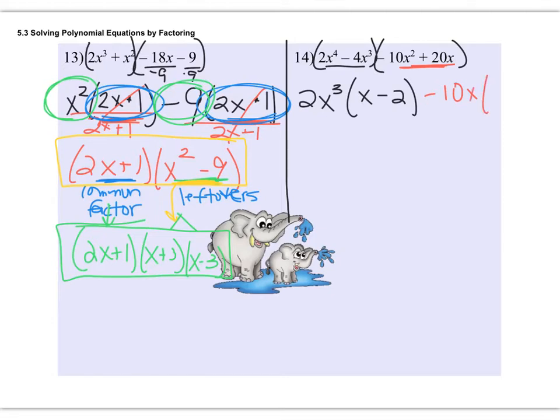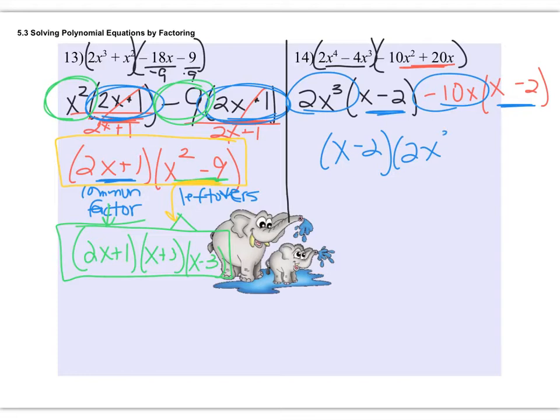Taking out negative 10x, we're left with a positive x, and then negative 2. All right, that is your first steps of factor by grouping. Do not stop, we are not done. Factoring out a common factor again, my common factor is x minus 2, and then left over is 2x cubed minus 10x. So there it is, factored by grouping.